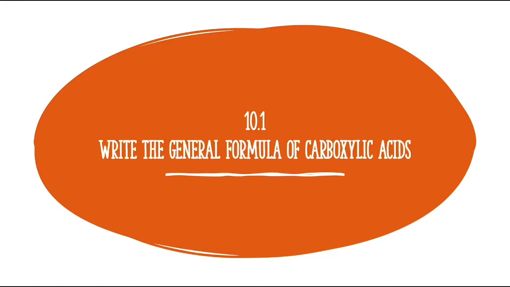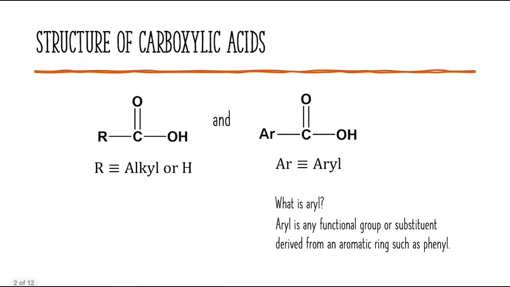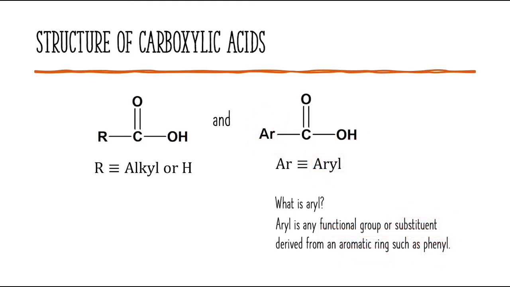General formula of carboxylic acid. So this is the structure of carboxylic acid, and the R stands for alkyl or H, and Ar stands for aryl. So aryl is any functional group or substituent derived from aromatic rings such as phenyl.